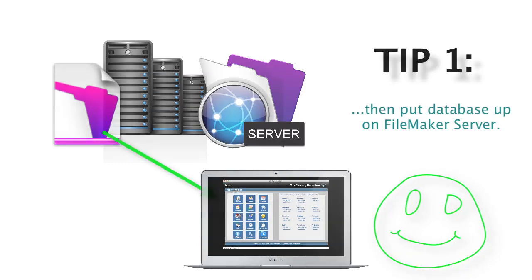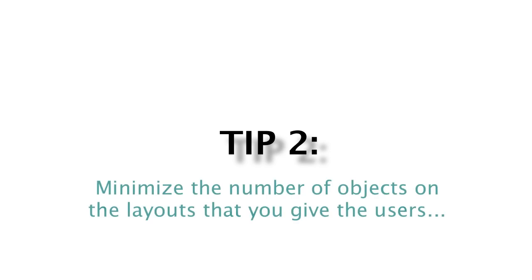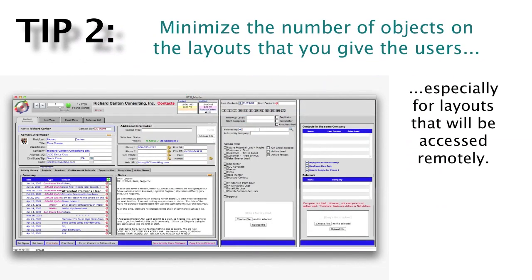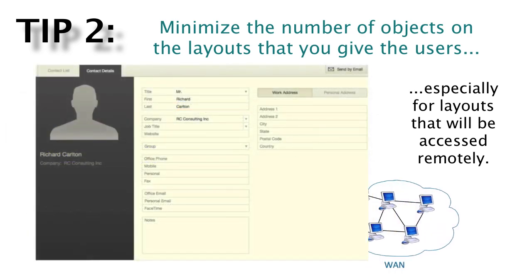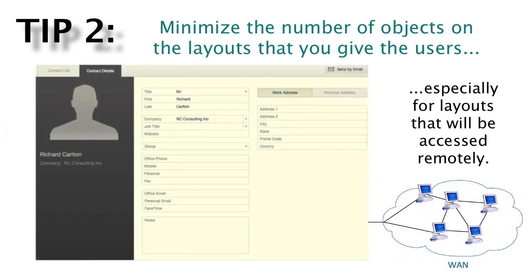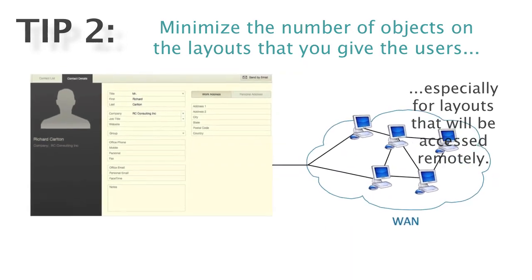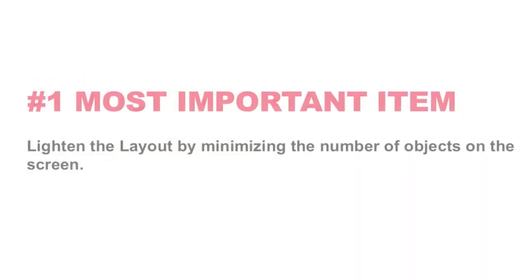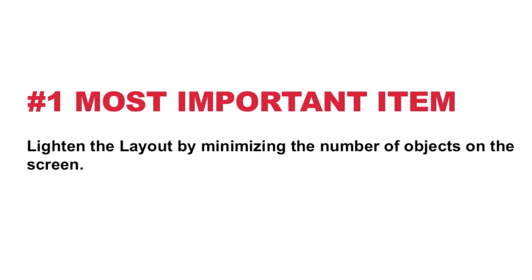Now tip number 2 I want to talk about is to minimize the number of objects on the screens that you give the users, especially for layouts where the users are accessing those layouts remotely, especially if those connections are across the wide area network. And what I mean by wide area network is the internet. So if you have users who are accessing a database and your server is, say, on the East Coast or the West Coast of the United States, and the users are on the other side of the continental United States, or maybe they're in Europe, or maybe they're halfway around the globe, you definitely want to make sure that the layouts that those people are accessing have the least number of objects on screen.